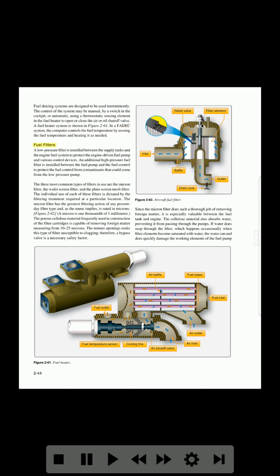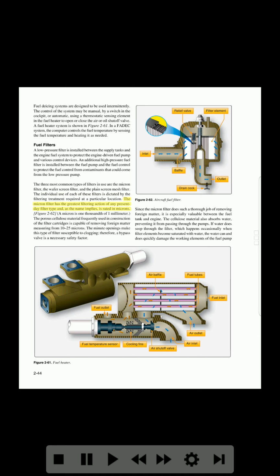Fuel filters. A low-pressure filter is installed between the supply tanks and the engine fuel system to protect the engine-driven fuel pump and various control devices. An additional high-pressure fuel filter is installed between the fuel pump and the fuel control to protect the fuel control from contaminants that could come from the low-pressure pump. The three most common types of filters in use are the micron filter, the wafer screen filter, and the plain screen mesh filter. The individual use of each of these filters is dictated by the filtering treatment required at a particular location.